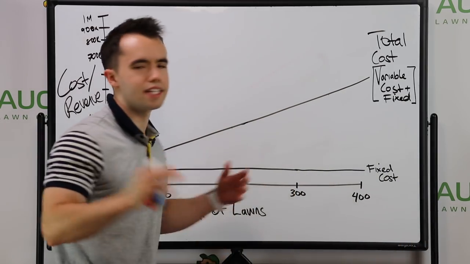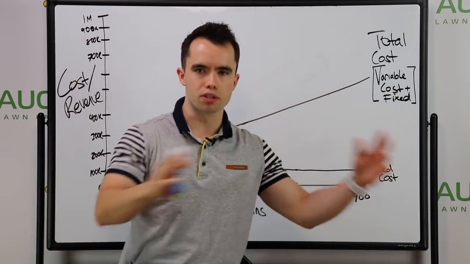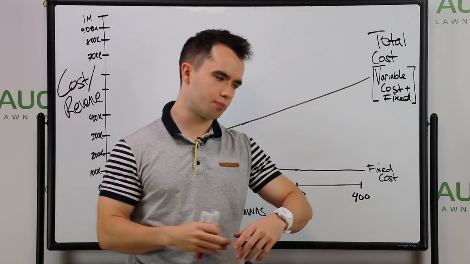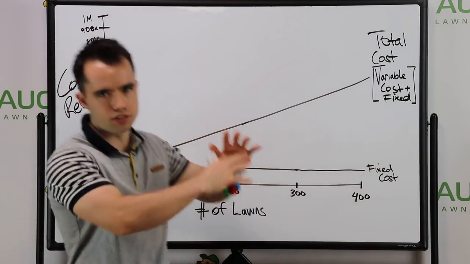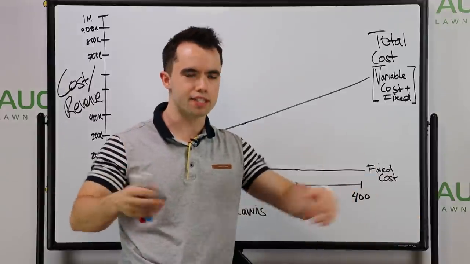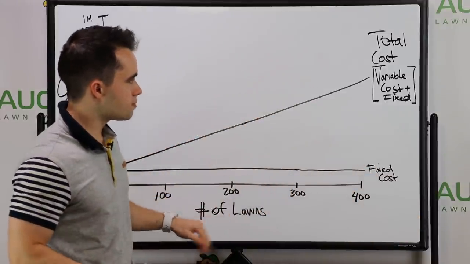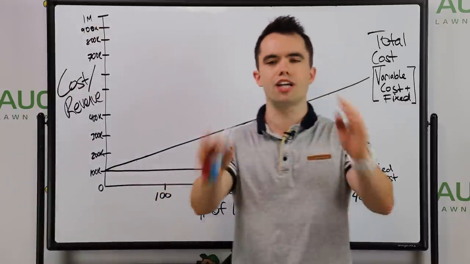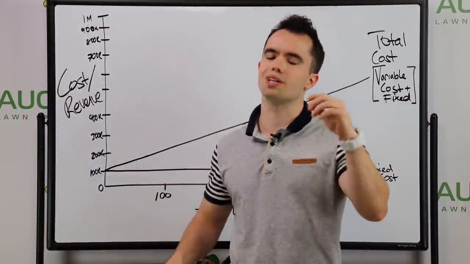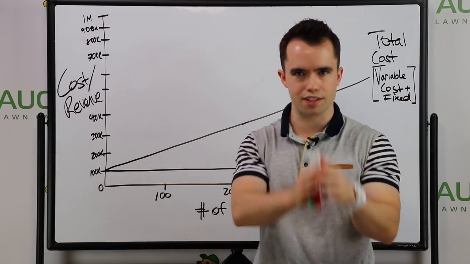On the bottom here, for the sake of this example, I'm using number of lawns, but you could use any number of units that your business produces, whether you're producing widgets or phones or cars. This graph is universally accepted for break-evens and pricing strategy. But we're gonna use number of lawns, and I'm going to also assume, again, very generalized numbers when it comes to the cost per cut for your lawn. So a lot of this is generalizations, but you're gonna get the point, and that's all that I really care about today.